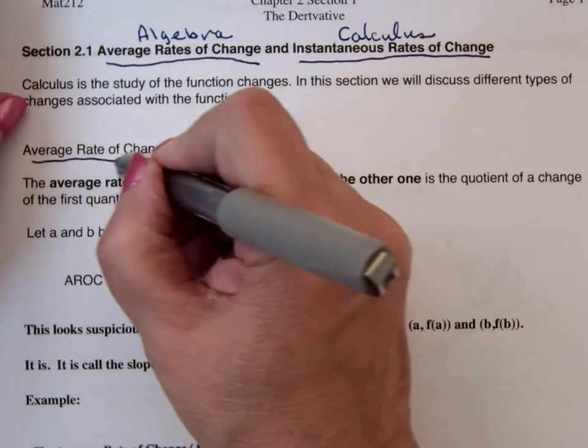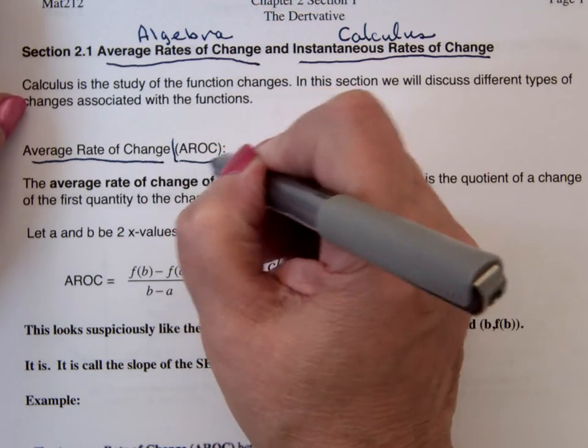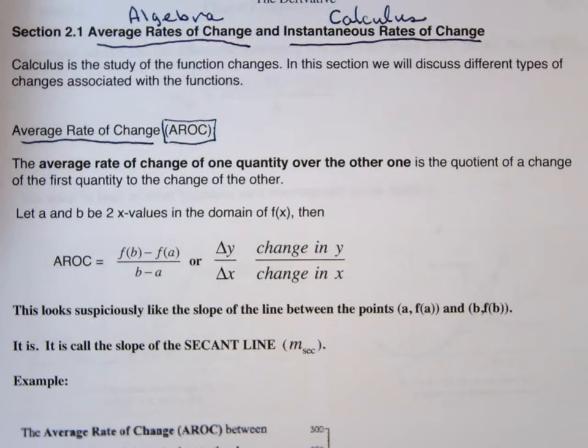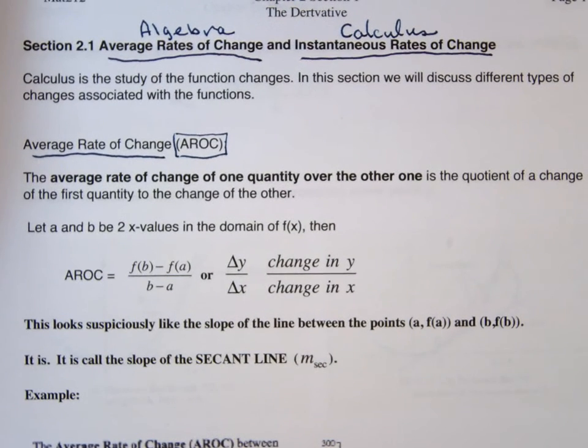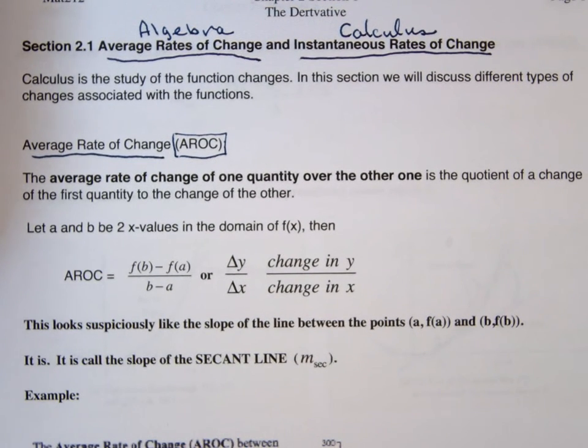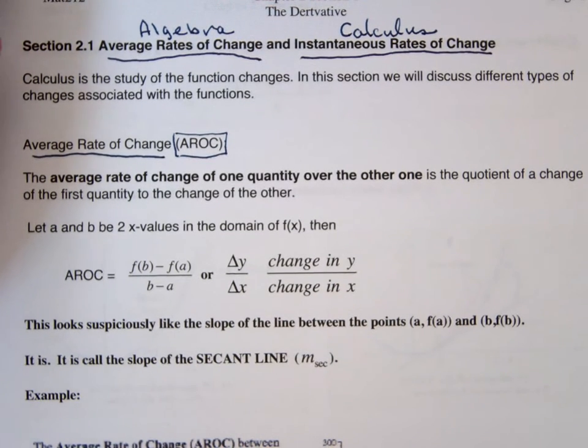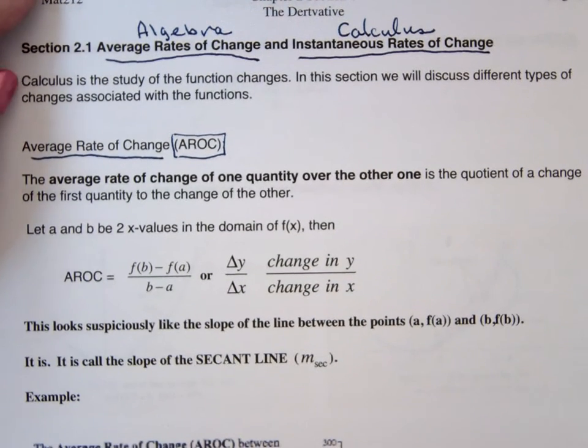Average rate of change, which just says algebra, and I normally call it AROC, and it goes back to another book we used to use for this class. That's what they called it. And it's better than writing out the words average rate of change. It's AROC, average rate of change.